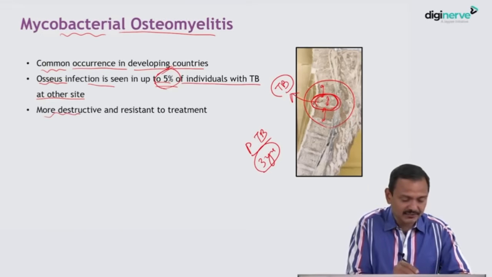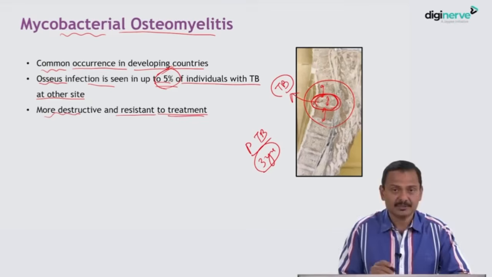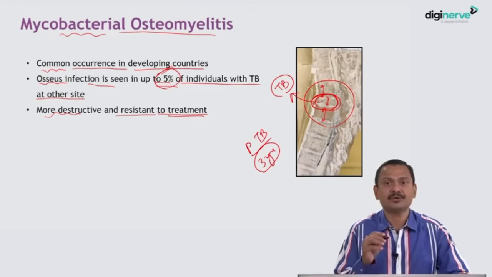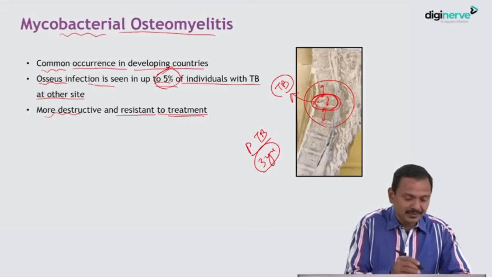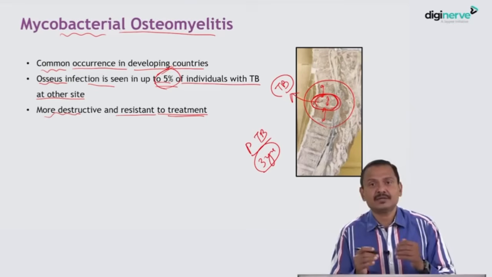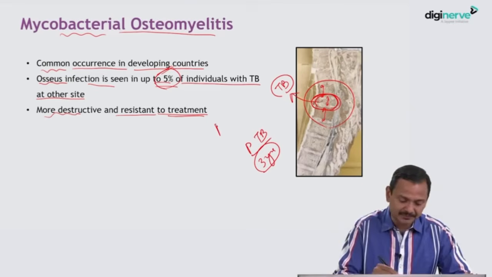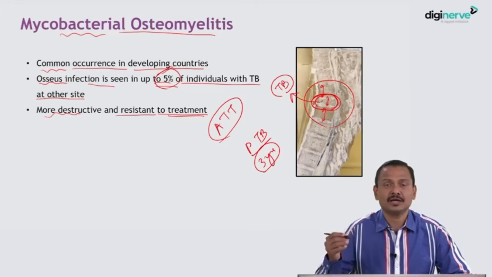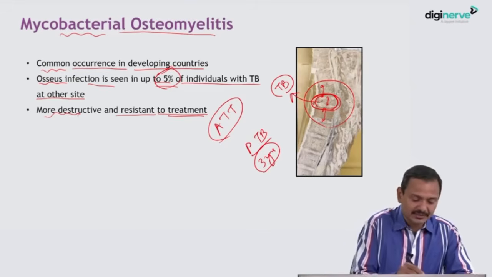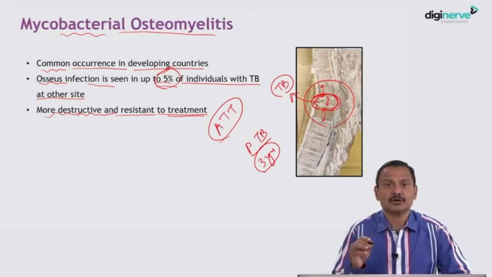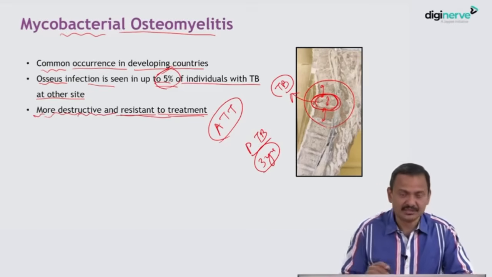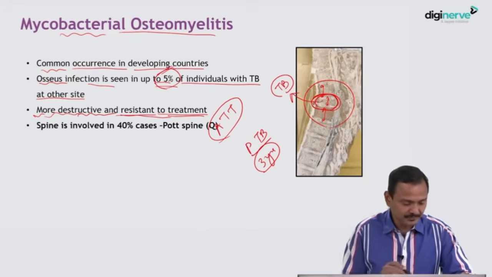It is more destructive and resistant to treatment, because it has to be diagnosed properly and then given the specific therapy. And if you can recall pharma, the tubercular treatment is different, or the duration of ATT, anti-tubercular therapy, is different for bone, for lung, for kidney. So accordingly, these patients have to be treated for almost a year. So these lesions are very resistant to treatment.